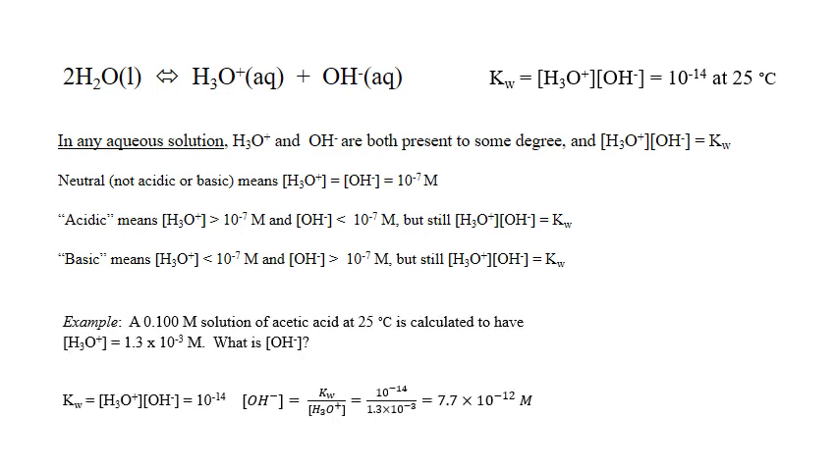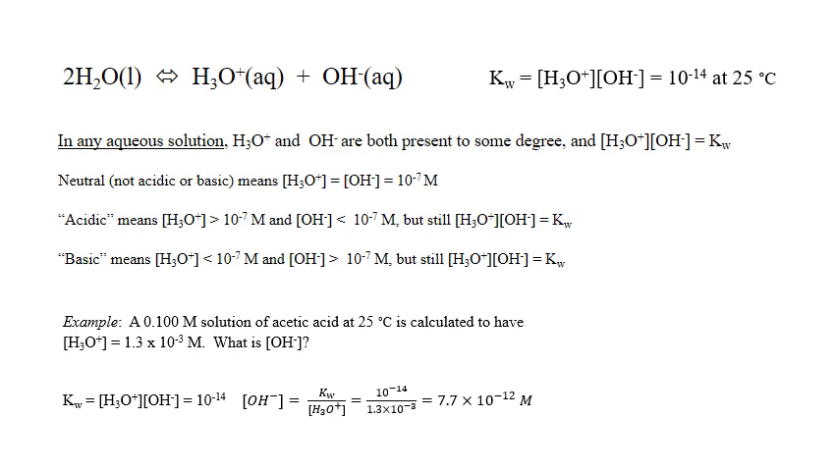So here's just an example. Anytime you have the concentration of H3O+, you can figure out OH-, and vice versa, because you know this relationship: Kw equals H3O+ times OH-. Here it's an acetic acid solution. H3O+ is 1.3 times 10 to the minus 3 molar. You simply say, okay, well then OH- must be Kw over H3O+, dividing both sides of the equilibrium expression by H3O+. You arrive at that, and you plug in your values.